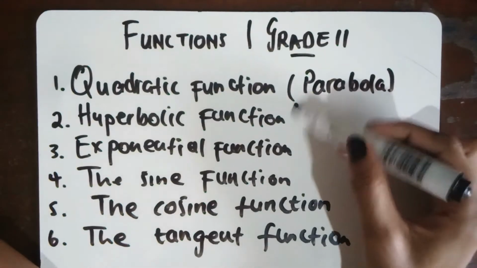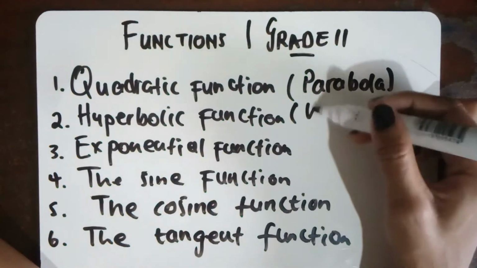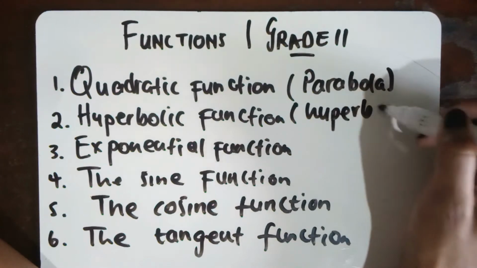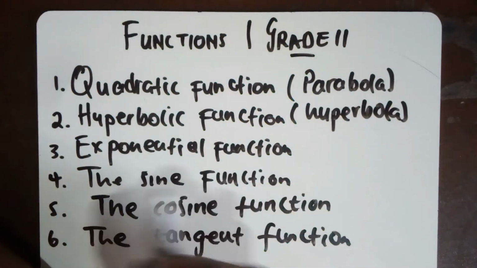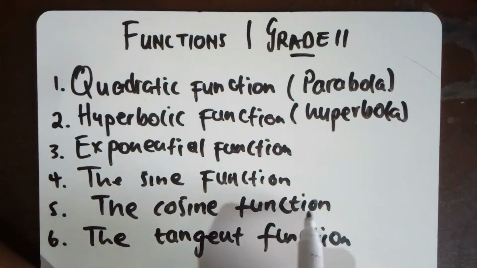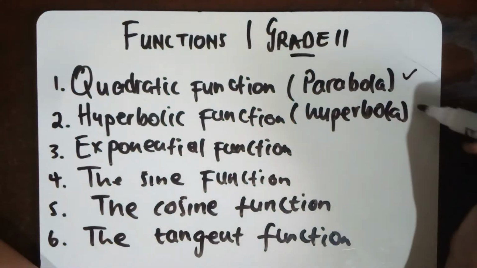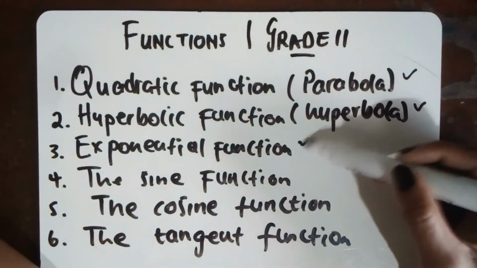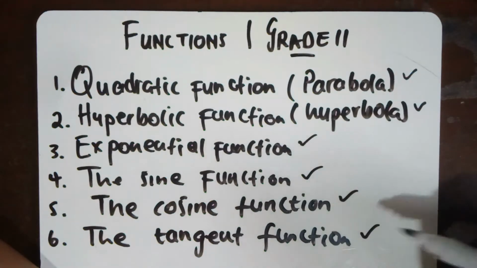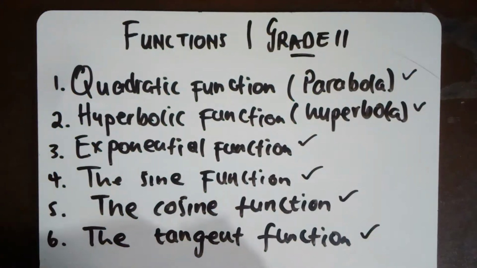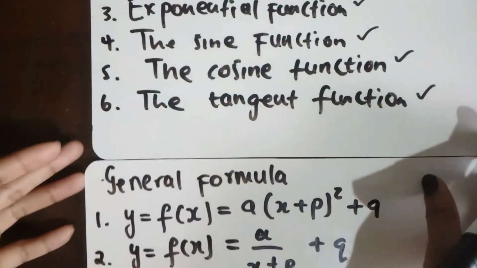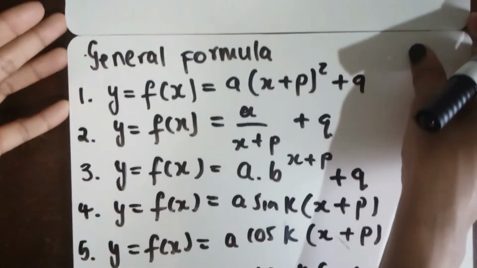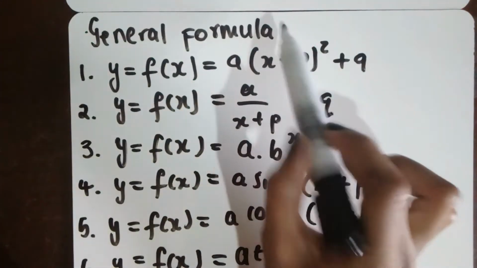The second one is the hyperbolic function, sometimes we call it the hyperbola. The exponential function, the sine function, the cosine function, as well as the tangent function. So you have to be able to interpret, identify, and draw these types of functions at grade 11 level. So the other thing we can do before we treat the individual functions is that you also have to know the general formula of this function.